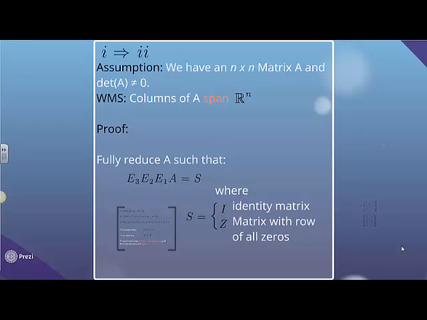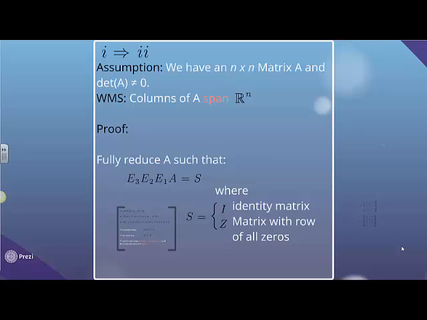So we go from 1 to 2. We're going to assume that we have our matrix A, that is n by n, our square matrix, and that the determinant of A is non-zero. We must show that the columns of A span Rn. So what we're going to do is take our matrix A and fully row reduce it, to row reduced echelon form.